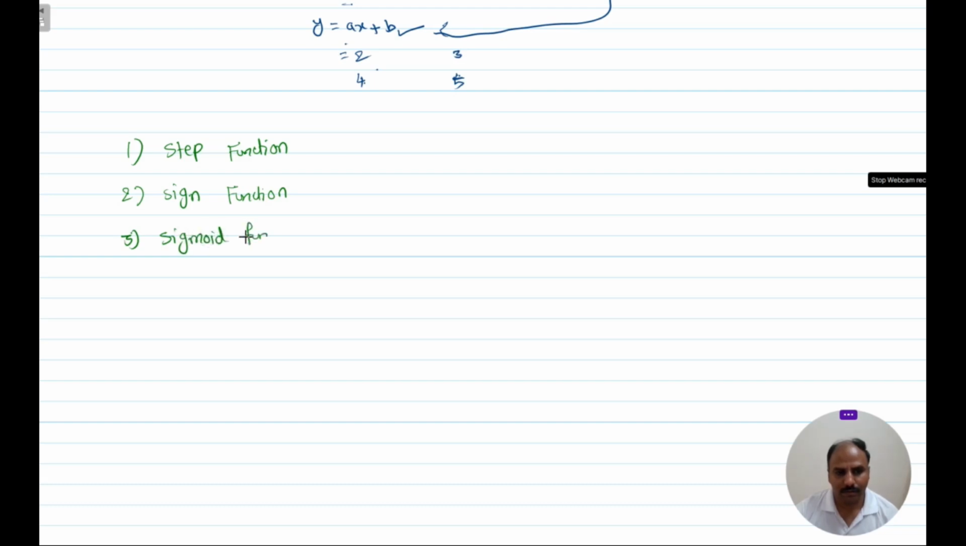And the fourth one is the Tanh function. And the fifth, final one, is the ReLU function. These are the most important functions used in neural networks. Apart from these, there are several other functions available, but these are the ones we can discuss today.